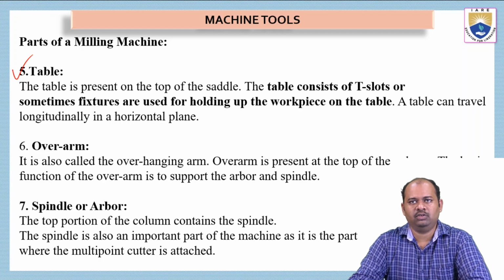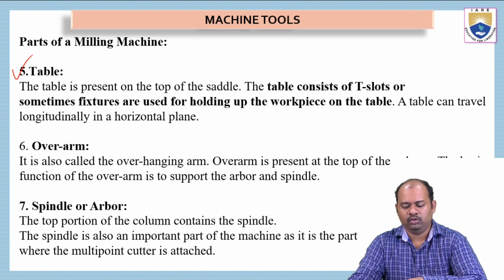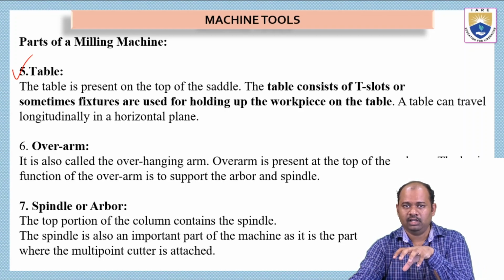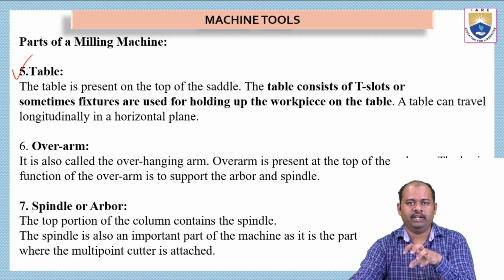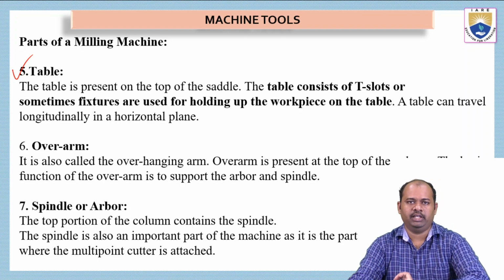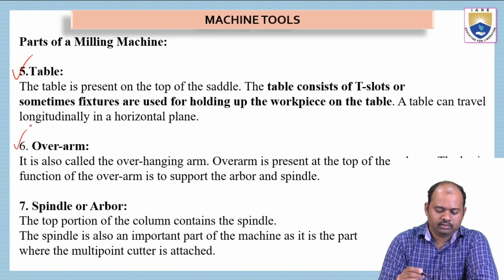So the table is present on the top of the saddle. The table consists of T slots or sometimes fixtures are used for holding up the workpiece on the table. So the workpiece on the table has to be fixed in the machine vise. Sometimes fixtures are used for holding the workpiece in place. A table can travel longitudinally in a horizontal plane, and then the next part is the overarm.